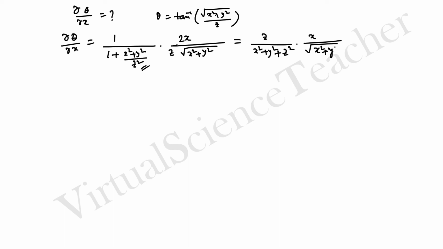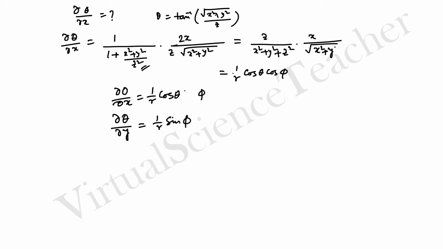Now I am putting the values of x equals r sin theta cos phi, y equals r sin theta sin phi, and z equals r cos theta, which will give us 1 by r cos theta cos phi. That means del theta del x provides us 1 by r cos theta cos phi. Similarly, if we try to find del theta del y, this will give us 1 by r sin phi cos theta, and del theta del z will provide us minus 1 by r sin theta.